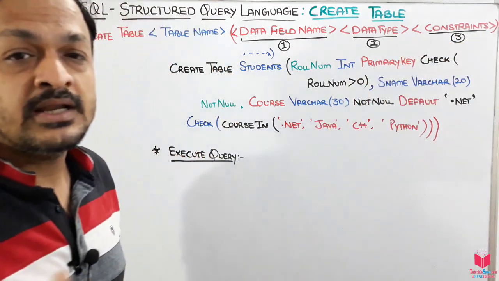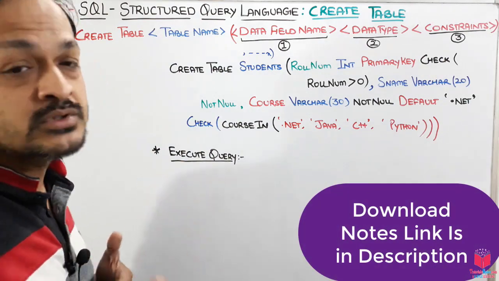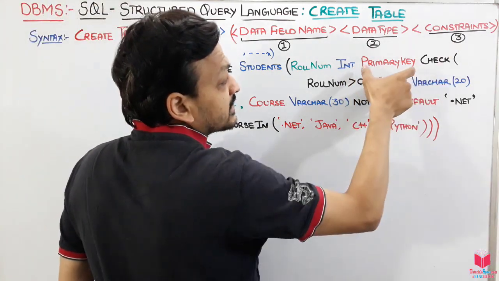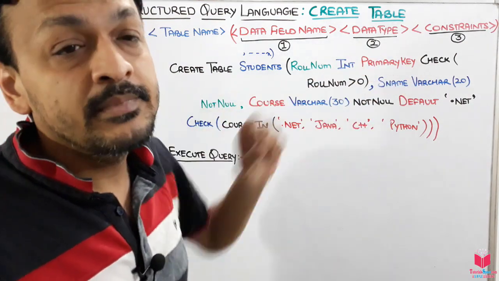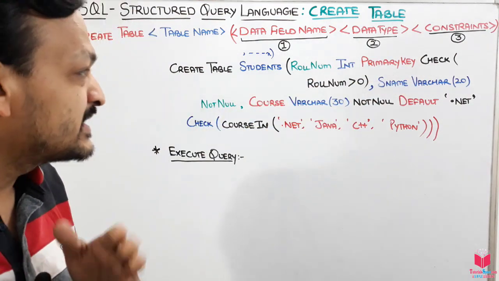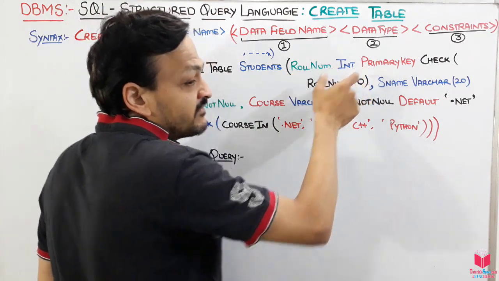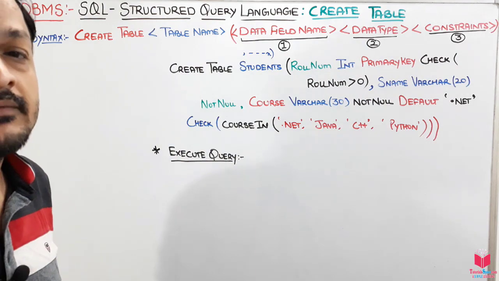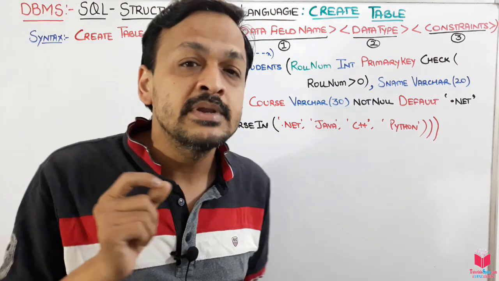Now the next thing is constraints. What are constraints? They are the rules which we apply on attributes, on values. I have applied a constraint like primary key. So what is the keyword here? Primary key. What does it mean? That roll number is a primary key which contains the value in integer data type, and it will not have any null value, which is the key feature of a primary key.